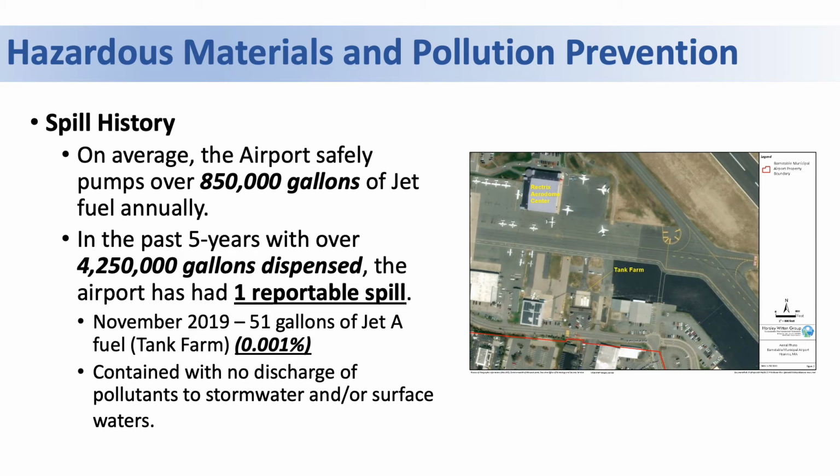On average, the airport safely pumps over 850,000 gallons of Jet A fuel annually. In the past 5 years, with over 4.2 million gallons dispensed, the airport has had only one reportable spill. This occurred in November of 2019, with 51 gallons of Jet A spilled from the fuel farm. This was contained with no discharge of pollutants to stormwater and/or surface water, due in part to our response time as well as our secondary containment that's in place.